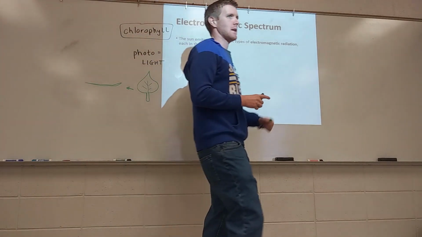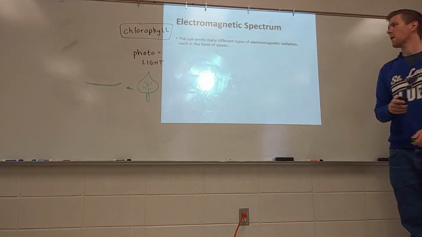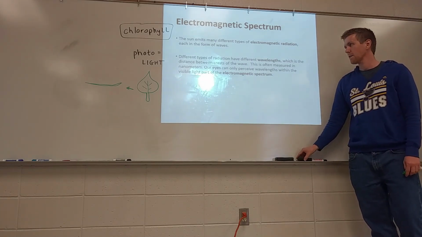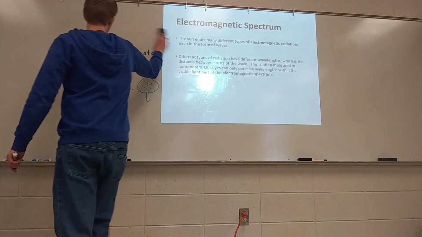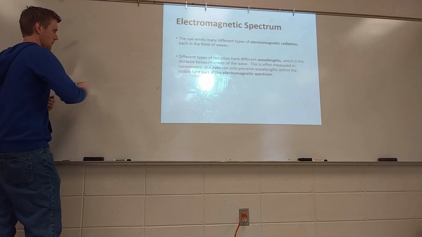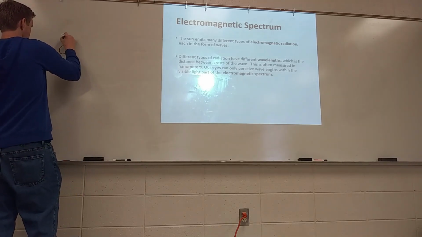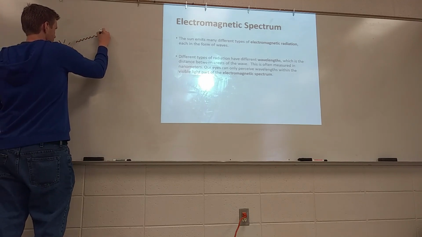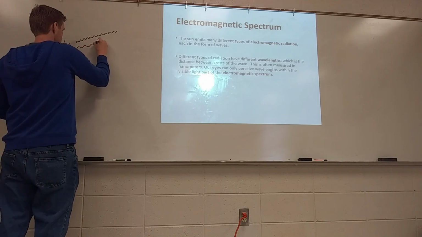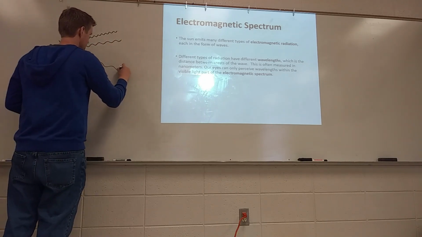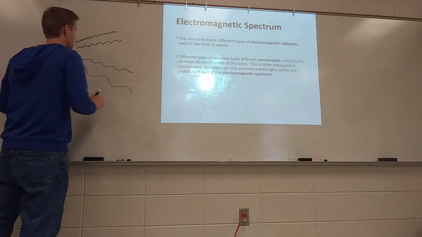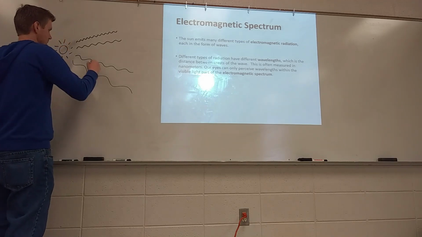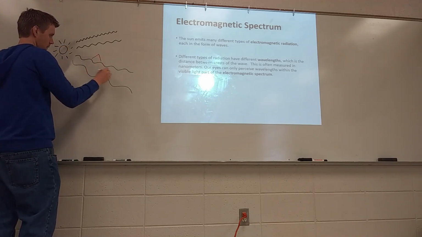So, the sun emits electromagnetic radiation in the form of waves. And different types of radiation have different wavelengths. And let's draw something to help you visualize what wavelength refers to. Here is our sun, hypothetically. It's going to give off different forms of radiation with different wavelengths. Wavelength, I'm going to use red for it, is the distance from crest to crest of a wave.